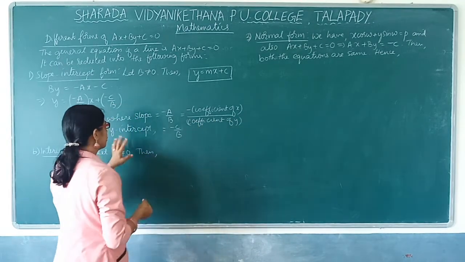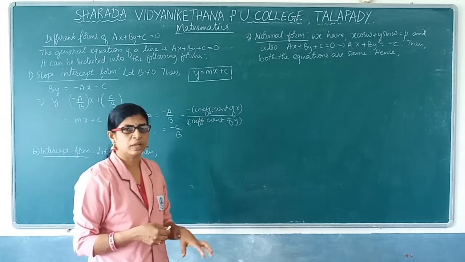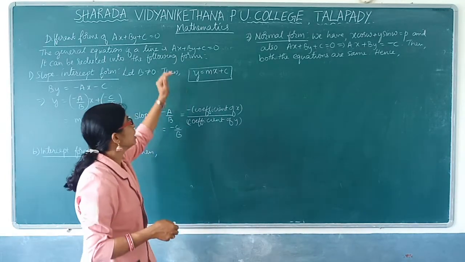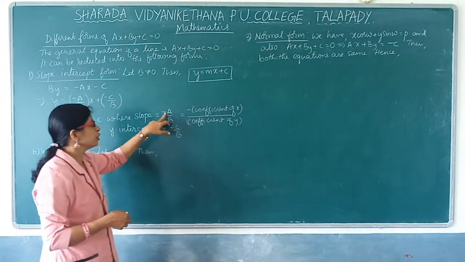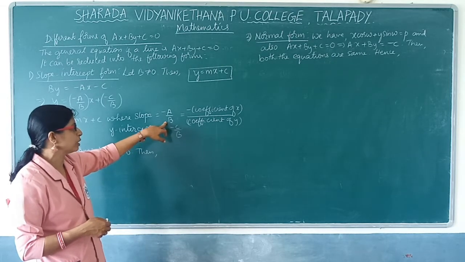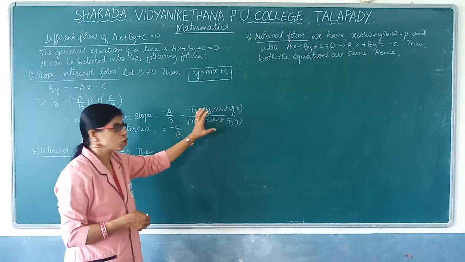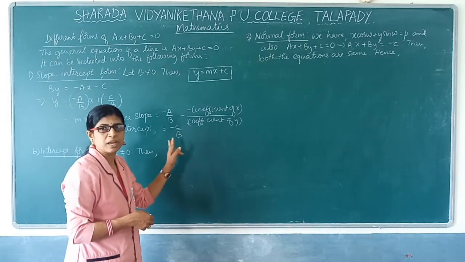So whenever an equation of a line is given in the general form, to get its slope you have to just take coefficient of x divided by coefficient of y with a negative sign. Like that you can separate the slope of the line. And if you want to write the y-intercept, just write minus c by b.